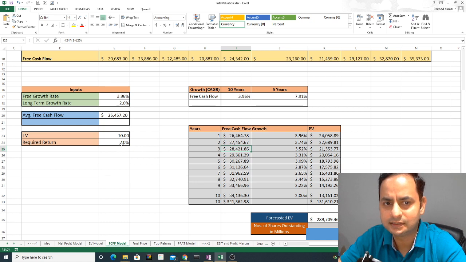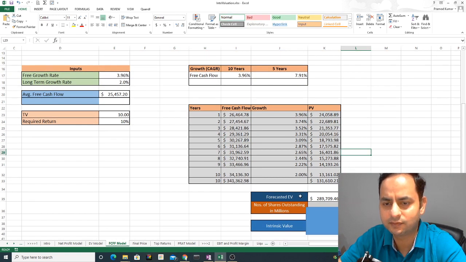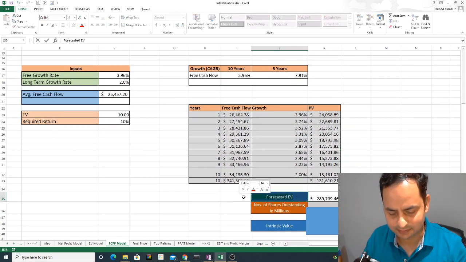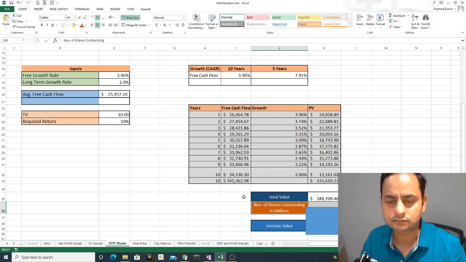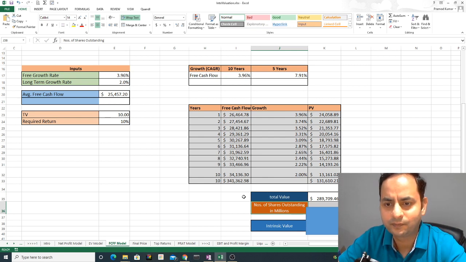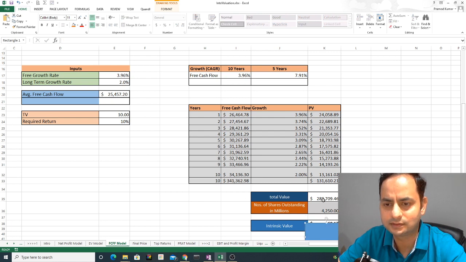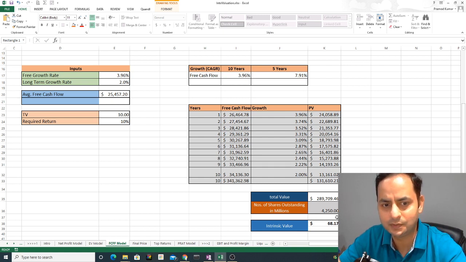Once I discounted each cash flow here with the 10% discount rate, and when I sum it, I get, actually I just copy the slide. This is my total value, right? So this is my total value, and the number of shares is 4250. I divide this and I got $68.17, which is pretty consistent with the enterprise value formula.